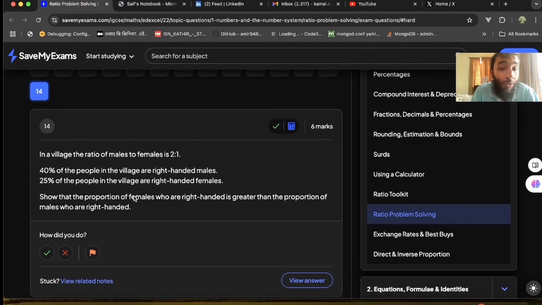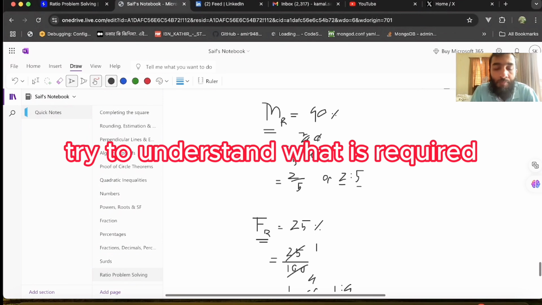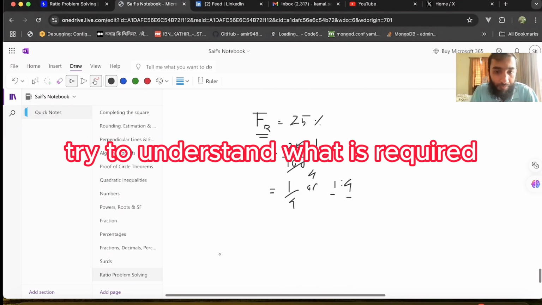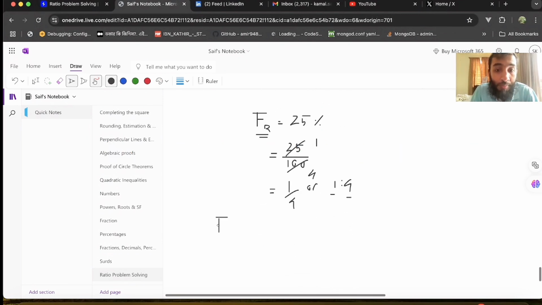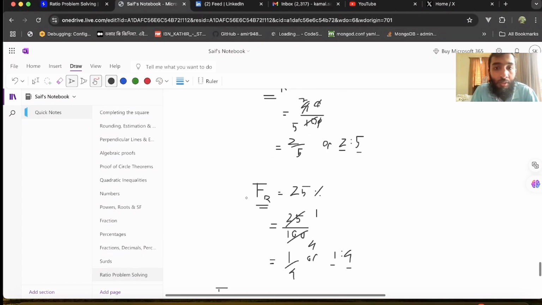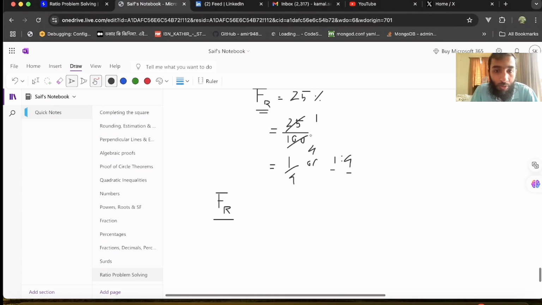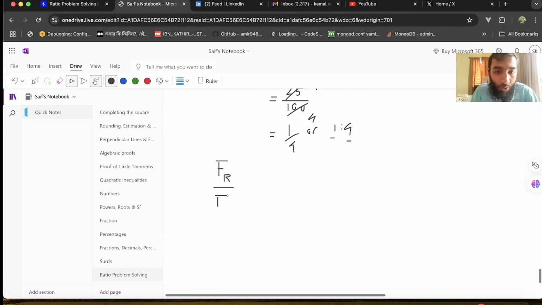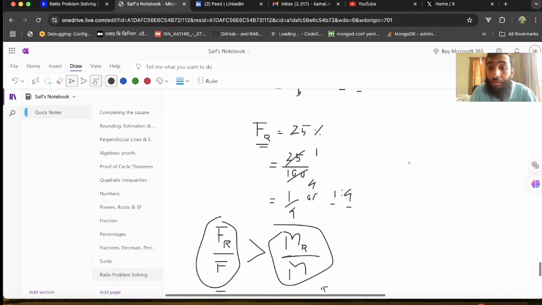So you have to show that the proportion of females who are right-handed is greater than the proportion of males who are right-handed. So the proportion of females who are right-handed, this is FR. If I denote females as F, so I have to show that the proportion of females who are right-handed is greater than the proportion of males who are right-handed. So how can we do that?